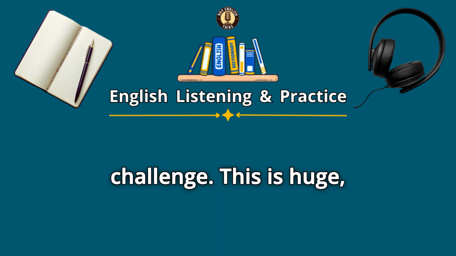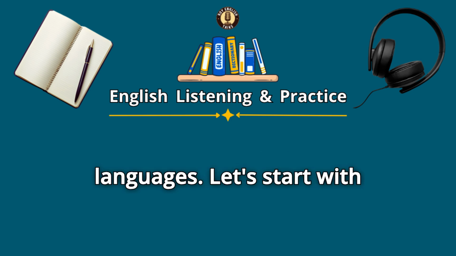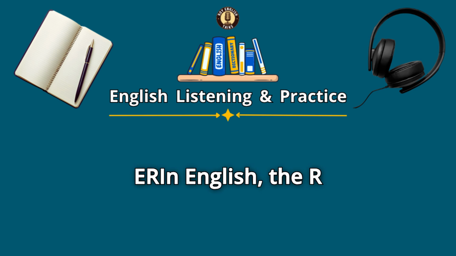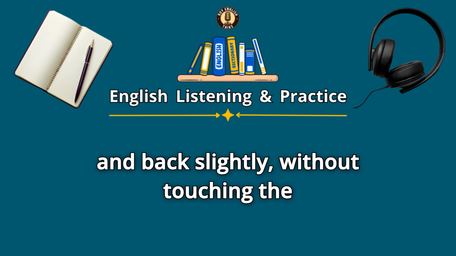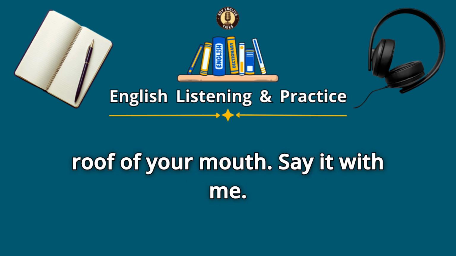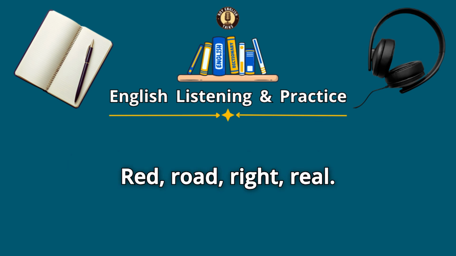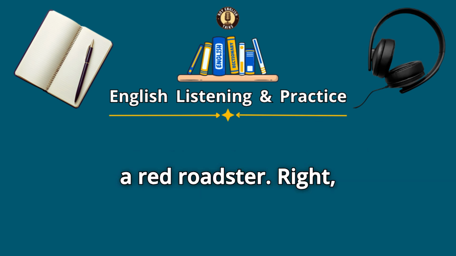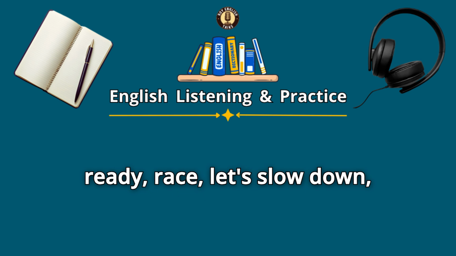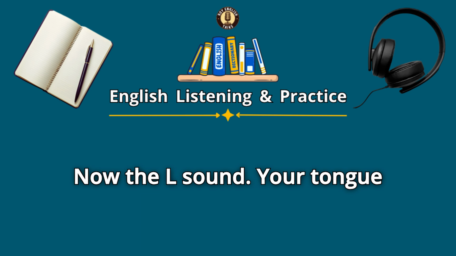This is huge, especially for speakers of Asian languages. Let's start with R. In English, the R sound is made by curling your tongue up and back slightly, without touching the roof of your mouth. Say it with me. Red, road, right, real. Now try these. Really? Rachel rode a red roadster. Right, ready, race. Let's slow down. Red, read, ride, rat.